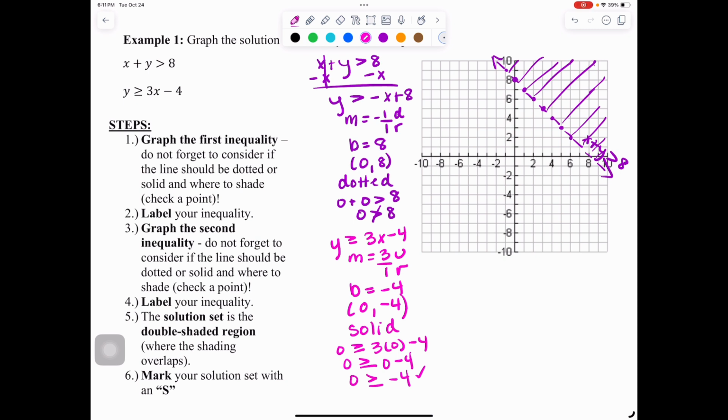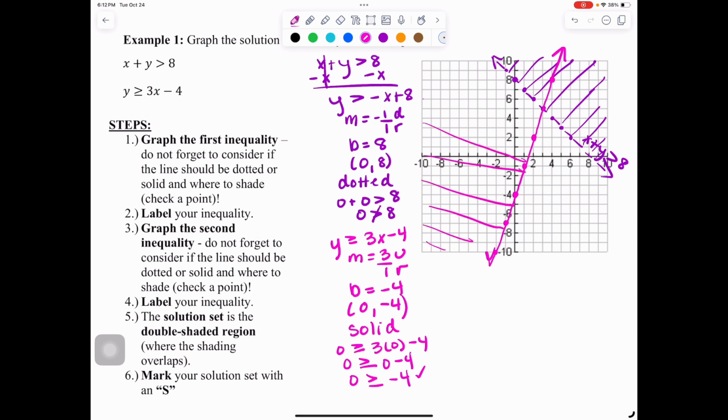So we are going to start at 0, negative 4. Our slope is up 3 to the right 1. If you run out of room, remember you can go down 3 to the left 1. When you connect this one, because it's or equal to, all the solutions on this line actually count. So it's solid. And then remember we said 0, 0 did check. So we want to shade towards 0, 0.